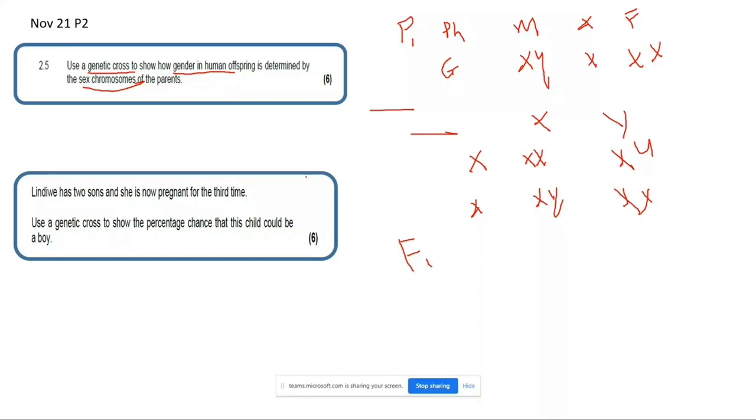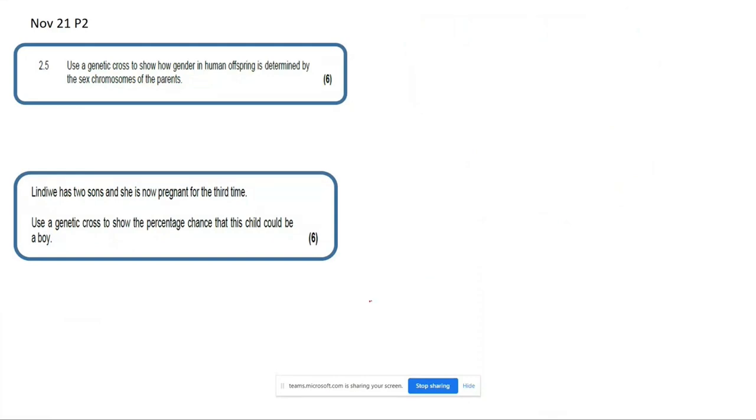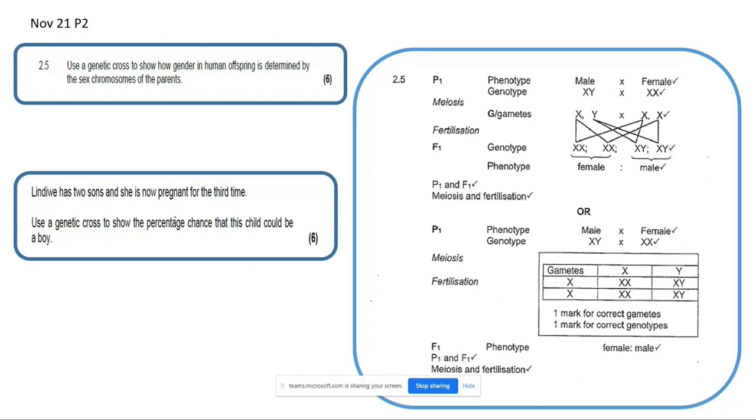Remember the recipe. If I look at this question, Lindiwe has two sons and she's now pregnant for the third time. So now Lindiwe is tired of boys and Lindiwe wants a girl. We know, what's the chance of her getting a girl? 50%. Use a genetic cross to show the percentage chance that this child would be a boy. We know if this was a short question, there's a 50% chance. And there we go. There's our recipe, male, female. So use a genetic cross. Once again, you're going to use a genetic cross. But here you get an extra mark for the percentage chance. What's the percentage chance? 50% that it will be male and 50% that it will be female. That would be a compulsory mark.